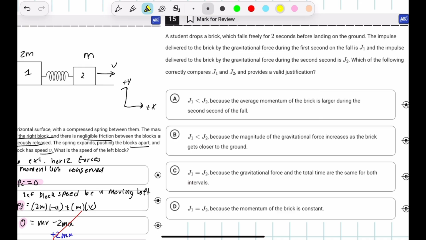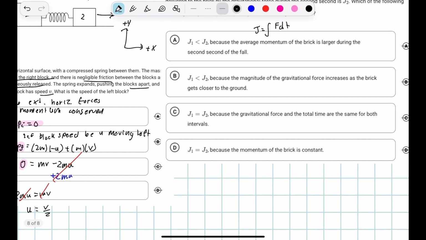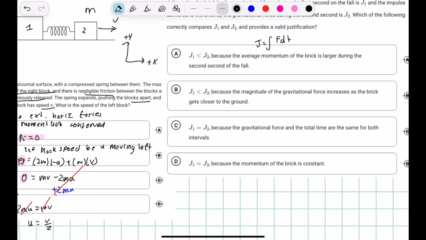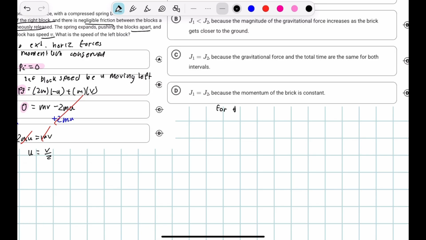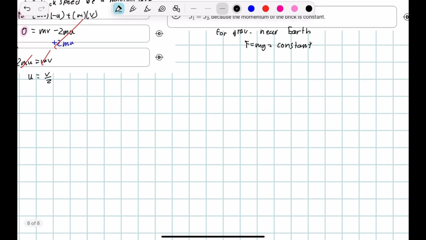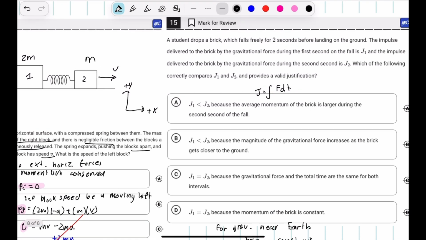Okay, so again, the definition of impulse: J is equal to the integral of F dt. Let's actually write this down here. For gravity near Earth, we also know that F is equal to mg, and that's going to be roughly constant. And now we can compare the impulses. The brick falls for 2 seconds before landing on the ground.